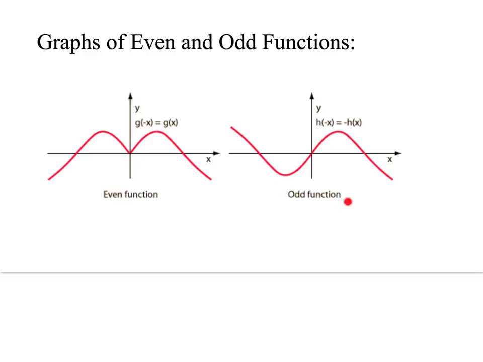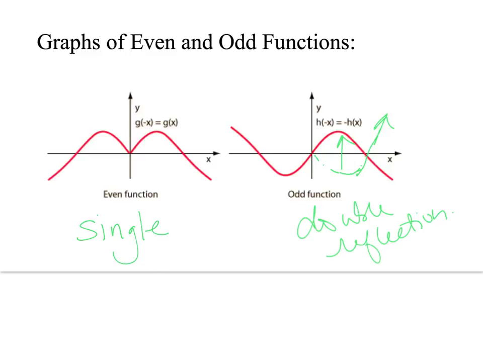But when you have an odd function, what's happening is that you're going to get a reflection over the y-axis, like that, but then it's also going to flip over the x-axis, so you'll have a double reflection happening when you have an odd function. And again, even functions have that single reflection. So single reflection, you have an even function. Double reflection, you have an odd function.